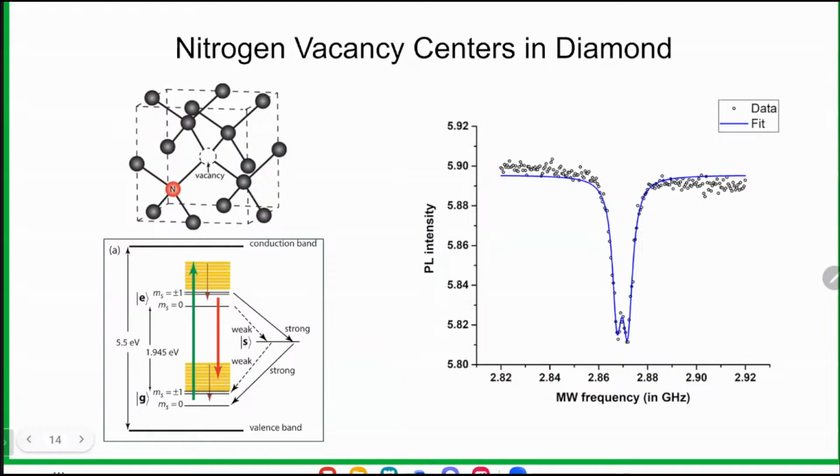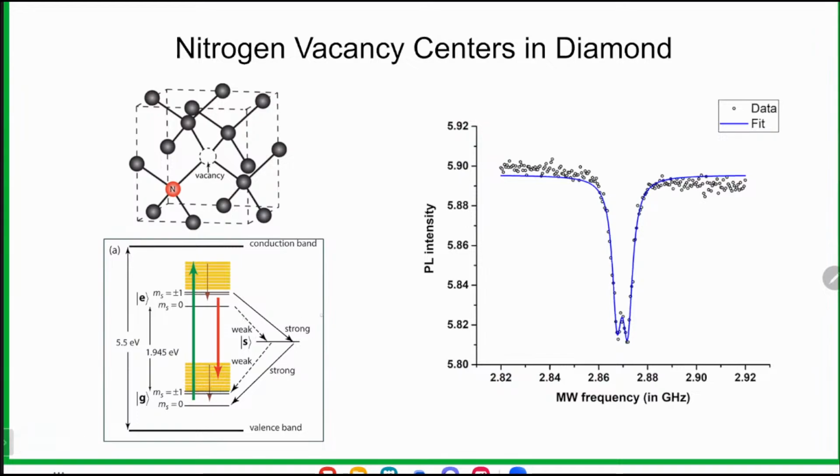And so you can see in the energy levels that in the ground state of the triplet, there is ms0, ms plus minus 1. So we take, say, ms0 and ms plus 1, or ms0 and ms minus 1, and use that as a qubit. And this is the ODMR spectrum, optically detected magnetic resonance spectrum of the system.